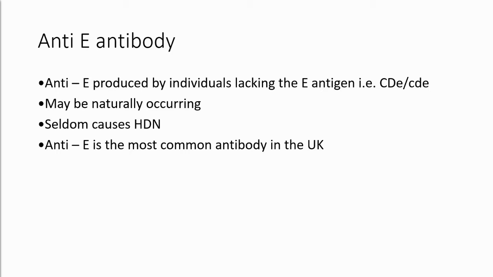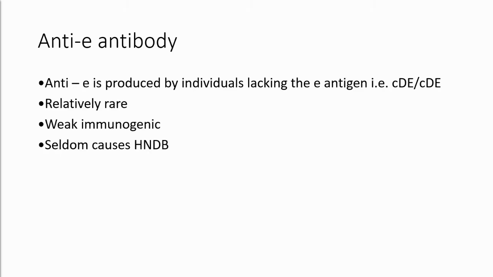Anti-capital E is the most common antibody in the UK. And finally, anti-small e antibodies occur in a capital R2 person and is weakly immunogenic, seldom causing hemolytic disease of the newborn.